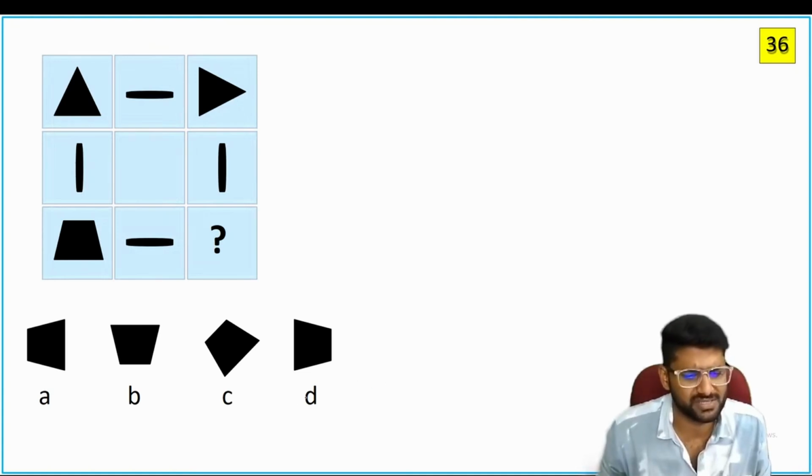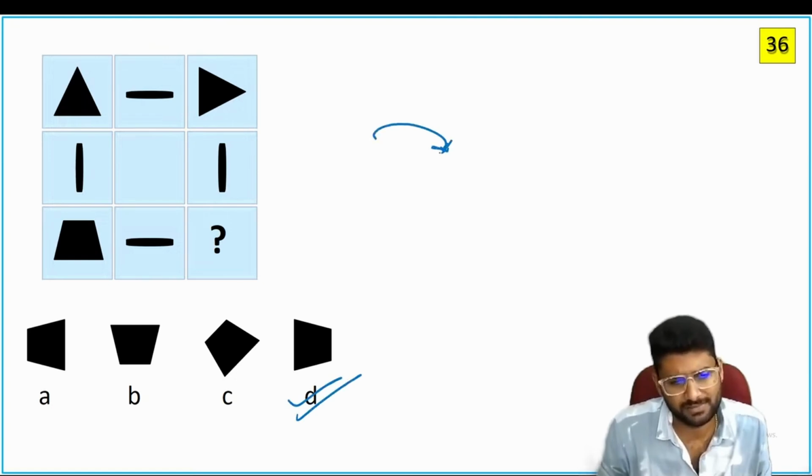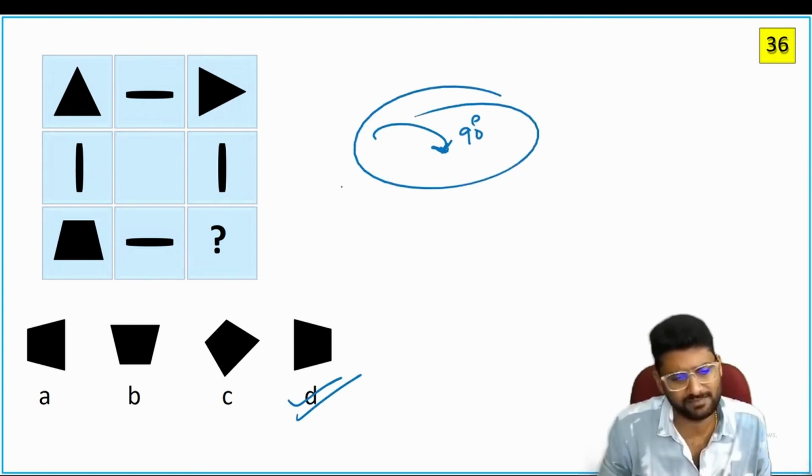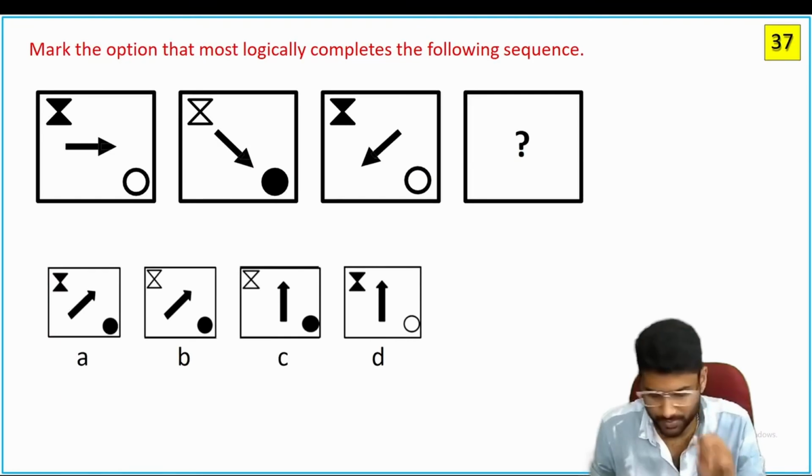So simple question, guys. It turns in this direction by 90 degrees. So D is the suitable answer. Next, take the next option. Next question.